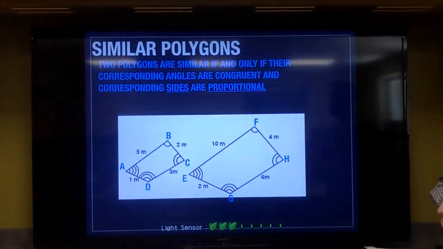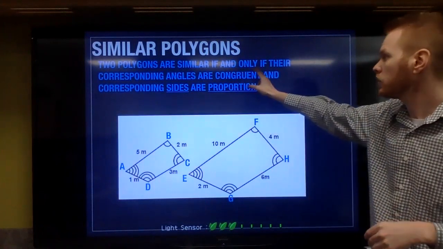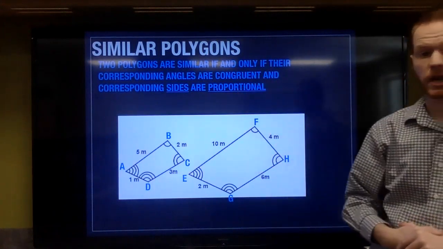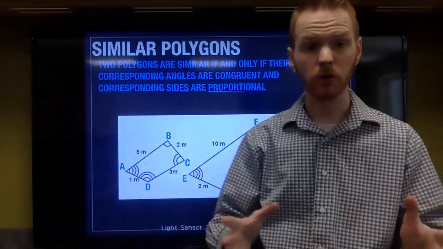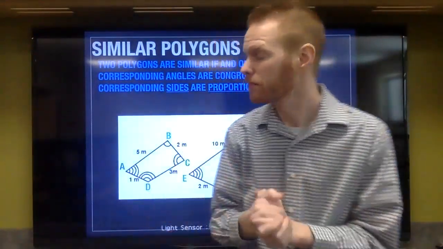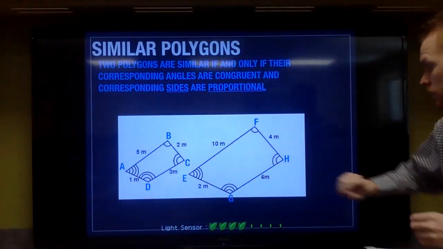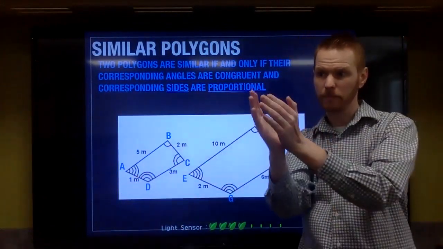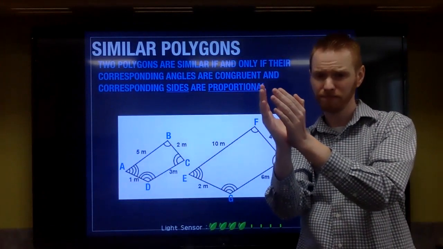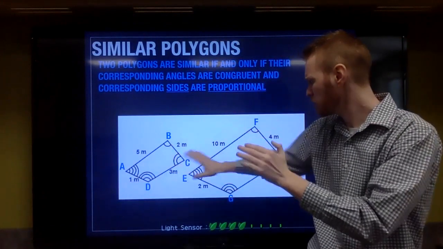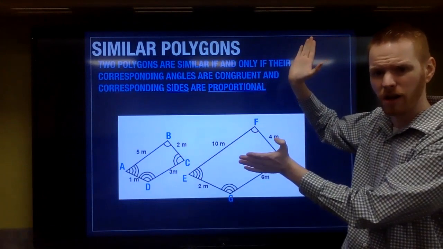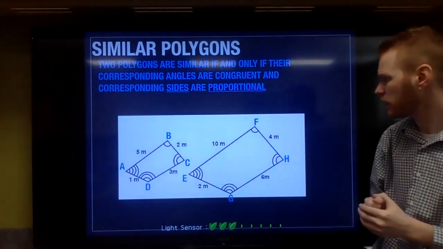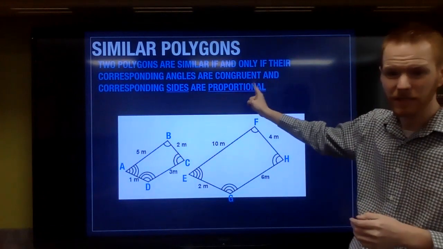Definition: polygons are similar if and only if their corresponding angles are congruent and their corresponding sides are proportional. Okay, congruency is a big thing in this, right? Looking at this, if these angles were not congruent, then I'm looking at a polygon where one is going to be like this, but the other one's going to be even more awkward, asymmetric than the original. So congruent is important. But this part's equally important.